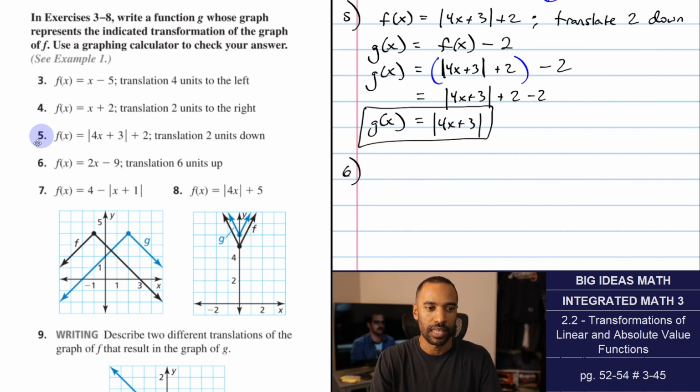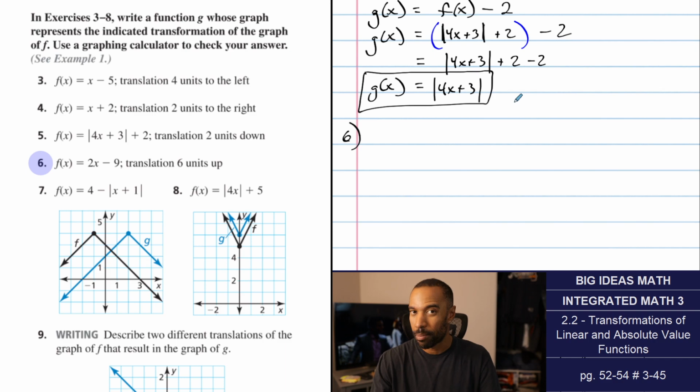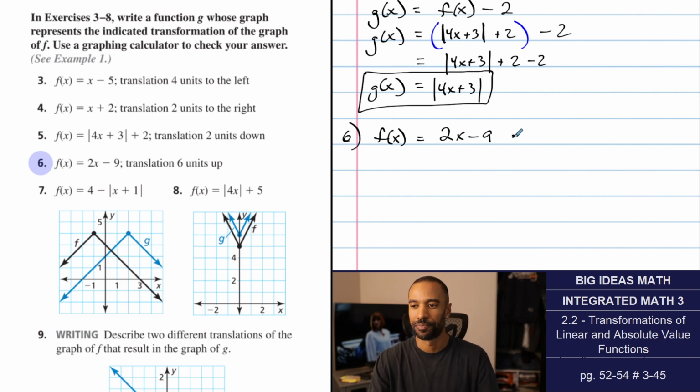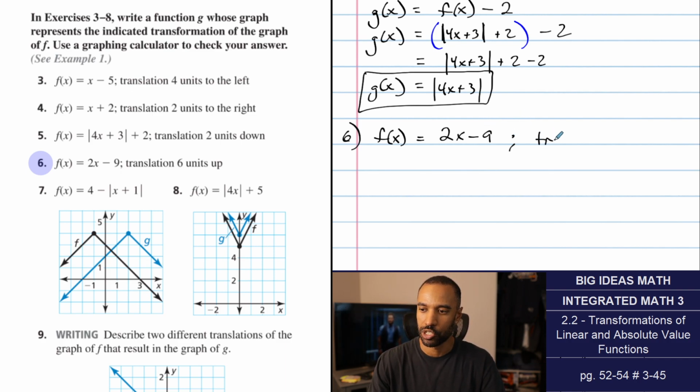So when we start doing the reflections and the stretches, it might be worth your time to actually put those in. And it's especially important probably when you're doing horizontal bits. Not that this one is. So let's see if we can do this one without showing the f of x thing. But translate 6 units up. Because this one's as basic as it gets, I believe. I'm serious. I think this is as basic as it gets with what you do.